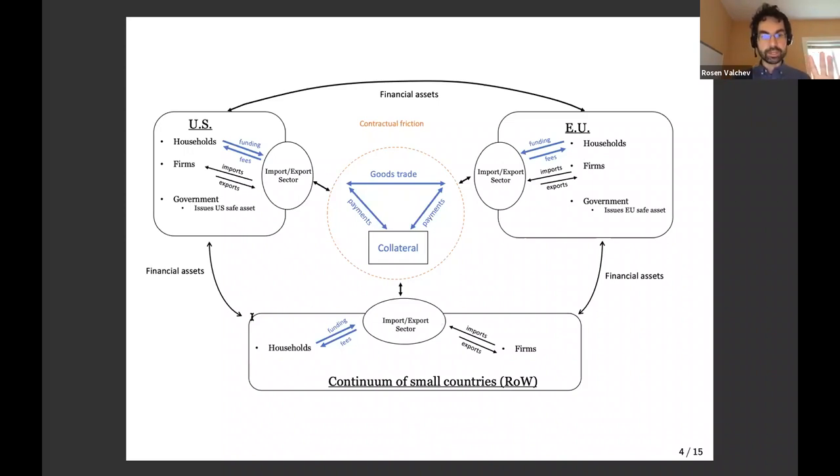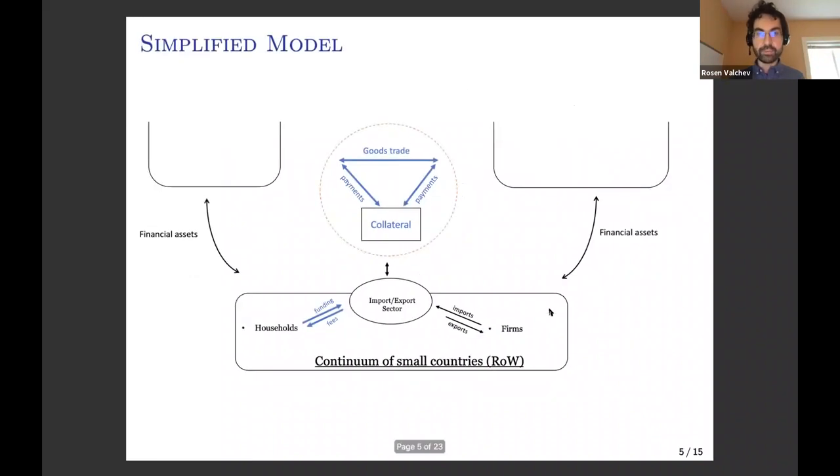Because really the most interesting actors here for us is this third region, which we call the rest of the world, the continuum of small open economies. The big countries, we assume that they just use their own currency. They're not very interesting. We had an old working paper in which their choice was also endogenous, but the interesting actor is the rest of the world countries. So let me focus on them in a simplified version of the model, which hopefully transmits all the intuition. And then we're going to go back to the big model for the quantitative details.